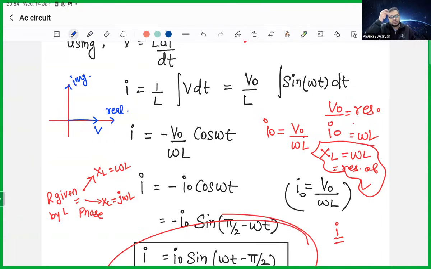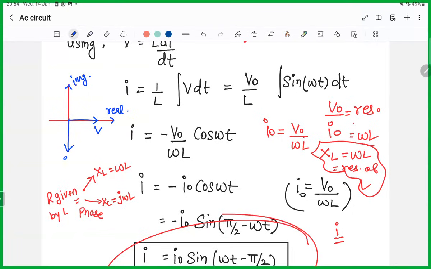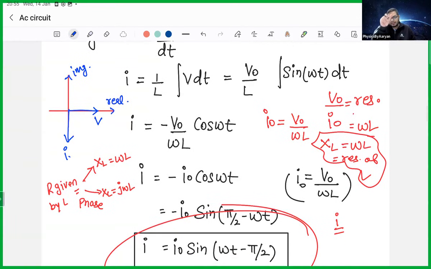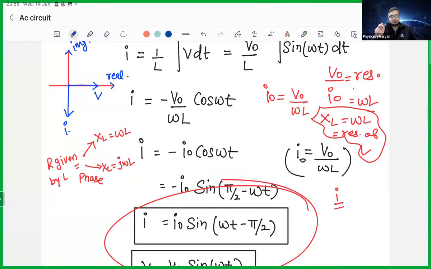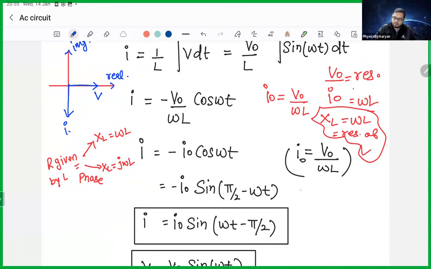Is the current 90 degrees behind, or 90 degrees plus? Behind. So this will be your current in the Argand plane. Yes. The current will be 90 degrees behind. If the current is 90 degrees behind, understood? Now it gets a little tricky from here. Look, the current is 90 degrees behind. This is clear.